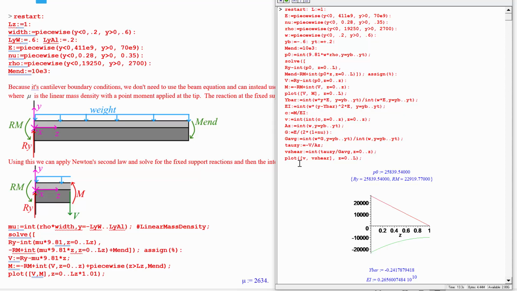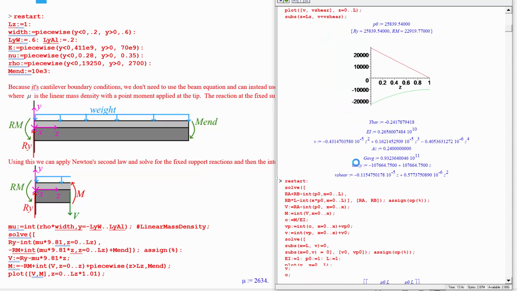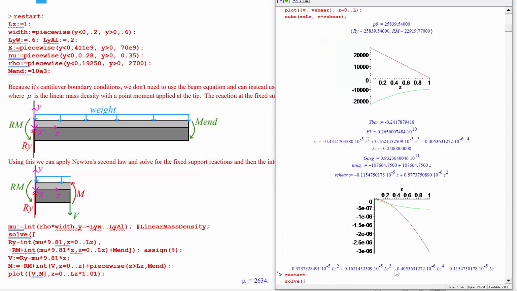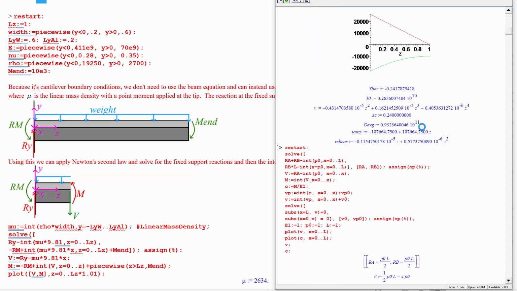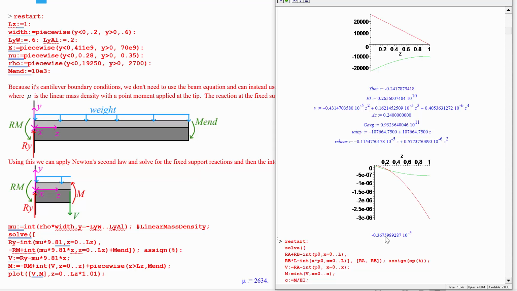To find out the total displacement at the tip, we'll just substitute z equals L into V plus V shear. And let's see what we get. Oh, I didn't call that Lz, I just called it L. So let's try again. And we've got negative 3.6 E minus 6, so negative 3.7 microns.